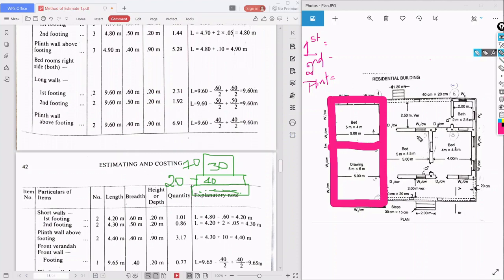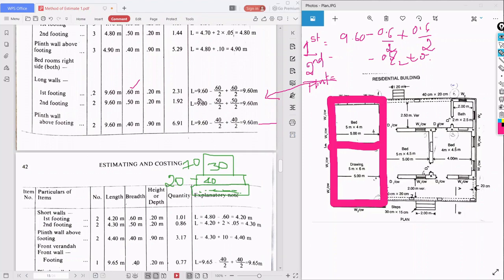Two bedroom right side. So then long walls. What is the long wall? First footing, what is the center to center distance? 9.60. Here already it is done, so we have to neglect minus 0.6 by 2. Why minus 0.6 by 2? It is width. Width of the first footing is minus 0.6 by 2 plus 0.6 by 2. Okay, similarly here minus 0.5 by 2 plus 0.5 by 2, here only they have given, see, minus 40 by 2 plus 40 by 2. So this is for bedroom right side.